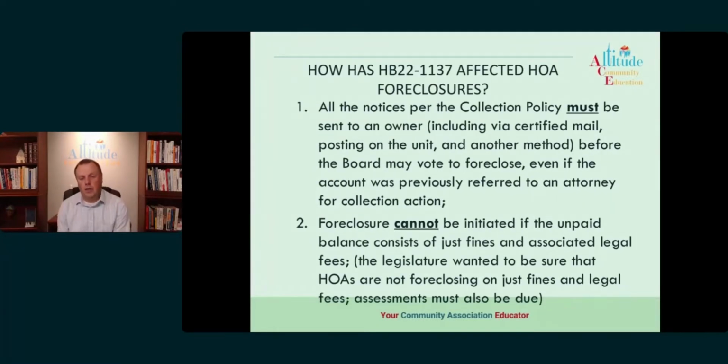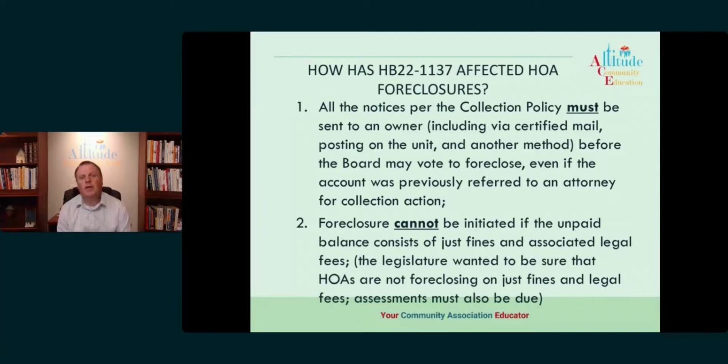All right, so as you are all aware, over the last 6 months or so, I guess even longer than that, 1137 has been a pain in everybody's side. There's no two ways around that. It's affected collections. It's affected covenant enforcement. It certainly plays a role in foreclosures as well.